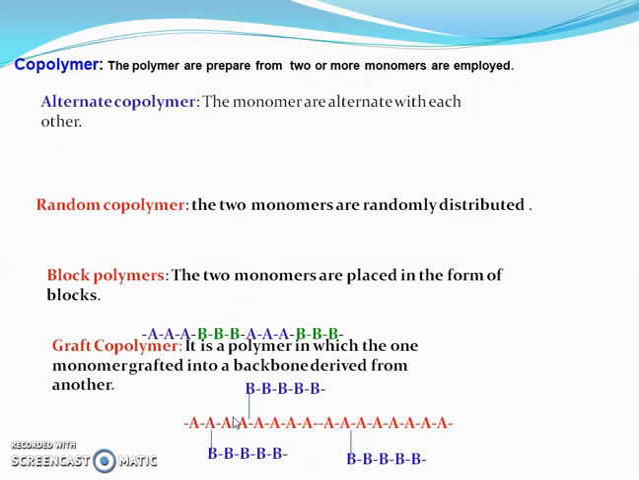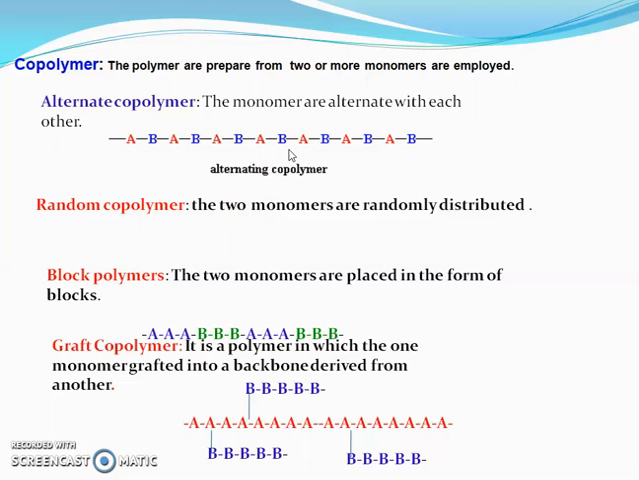The first one we will see is the alternating copolymer. In alternating copolymers, the monomers are joined alternately. It means the two monomers alternate with each other. In this diagram it is shown as capital A, capital B, capital A, capital B, capital A, capital B. This is called an alternating copolymer.